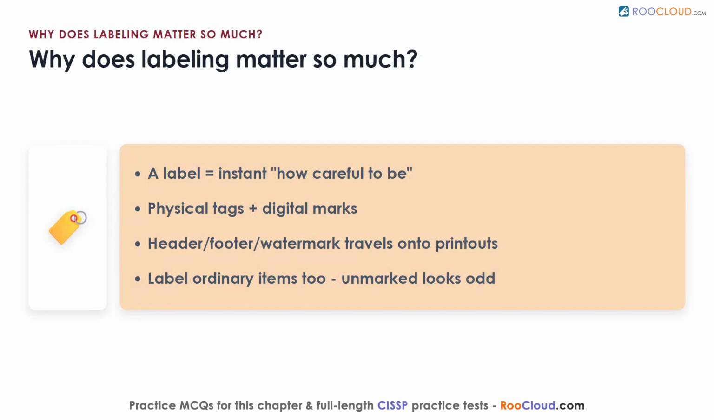Why does labeling sensitive data matter so much? Because a label tells everyone instantly how careful to be. A tape marked secret leaves no room for guessing. Labels come in 2 forms: physical tags on devices and digital marks inside files. A header, footer, or watermark travels with a document, even onto a printout. Smart teams also label the ordinary stuff, so an unmarked item looks suspicious rather than safe. And once media carries a classification, downgrading it is rare and tightly controlled, if it is allowed at all.